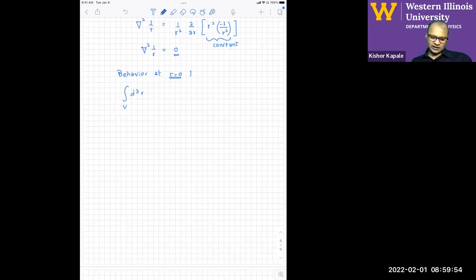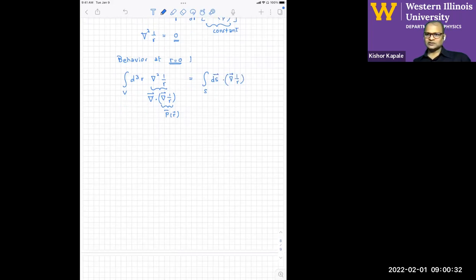I'm going to take the volume integral of del square of 1 over r, which we can think of as a divergence of the gradient of 1 over r. Everybody okay with that connection? So this is our vector function, a vector field, of which we take the divergence, and then we're going to use the divergence theorem to establish the equivalency of the volume integral with the surface integral of the flux of the function, which is gradient of 1 over r. Okay, everybody with me so far?